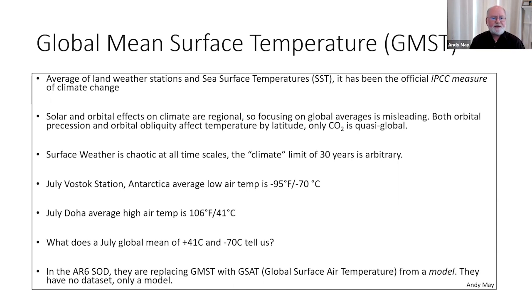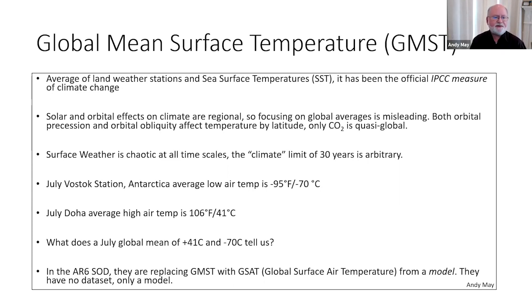The July Vostok station in Antarctica has an average low temperature of minus 70 degrees C. In Doha, Qatar, the average high air temperature is 41 C in the same month. So what does an average of minus 70 degrees C and plus 41 degrees C really mean? It doesn't mean very much.